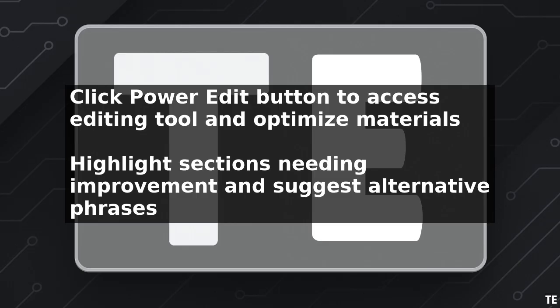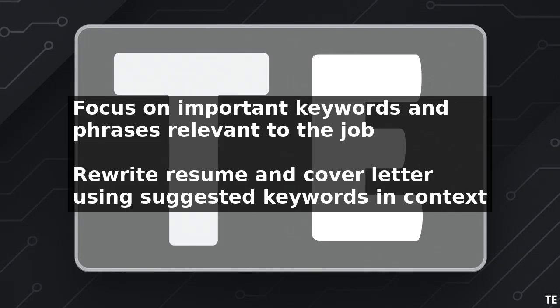The key to using Jobscan Power Edit effectively is to focus on the most important keywords and phrases that are relevant to the job. Use the suggested keywords and phrases to rewrite your resume and cover letter, making sure to use them in context and not overusing them. It is also important to keep your resume and cover letter concise and easy to read, using clear and simple language that is free of errors.